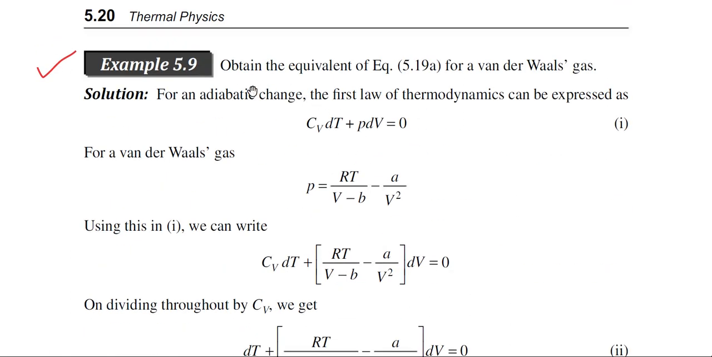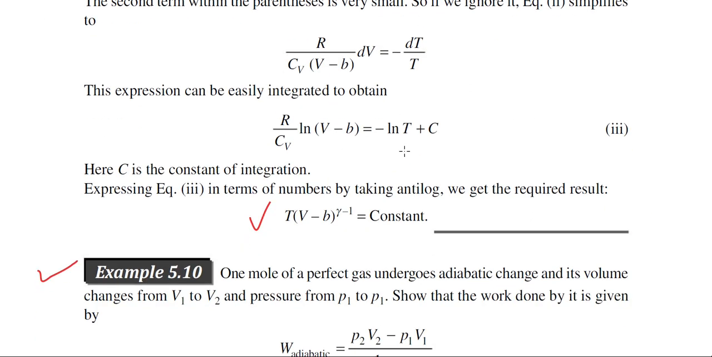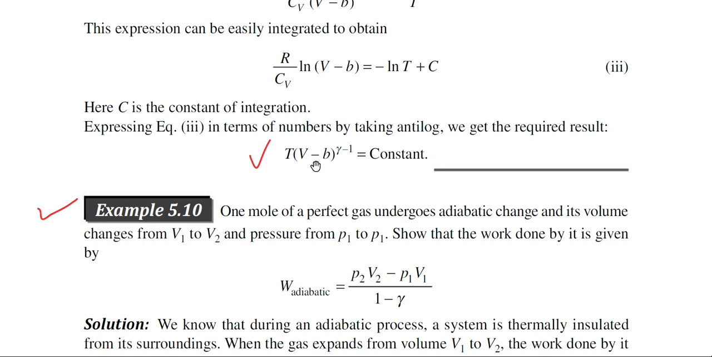You see that this particular problem asks you to find equation 5.19a, that is basically the TV relation. So the problem is to find the equivalent TV relation for a van der Waals gas. This is a derivation type of problem. That is why we are not discussing it in detail, but ultimately the result is that T into (V minus B) to the power gamma minus 1 is equal to constant.